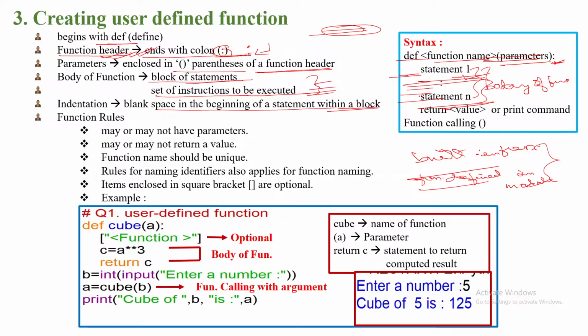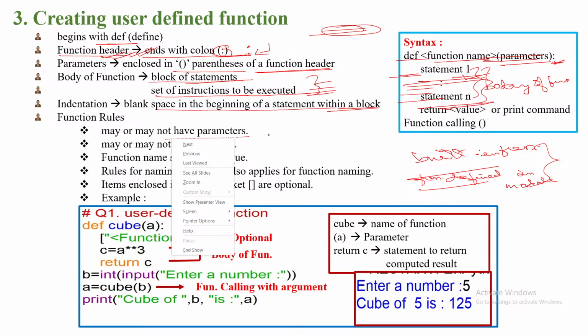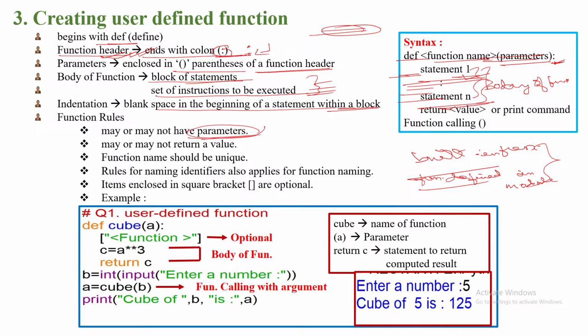Now what are the function rules? A function may or may not have parameters. Sometimes we can use parameters, sometimes we cannot, so parameters are optional. It may or may not return a value. Just like here, return the value. Otherwise the print command, whenever we call it, will not return the value. We will see the examples, through the examples we will see.